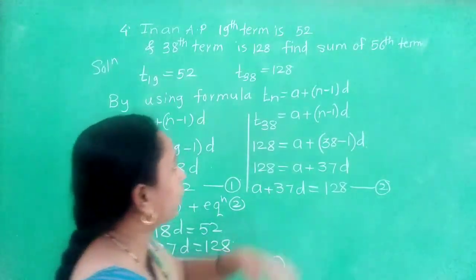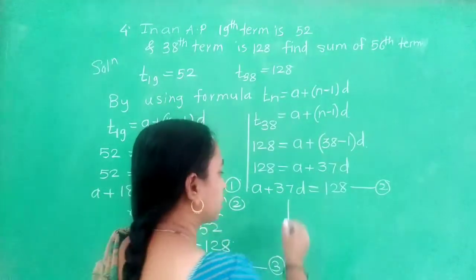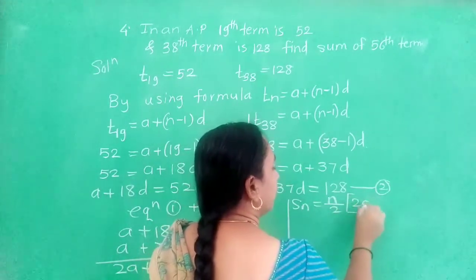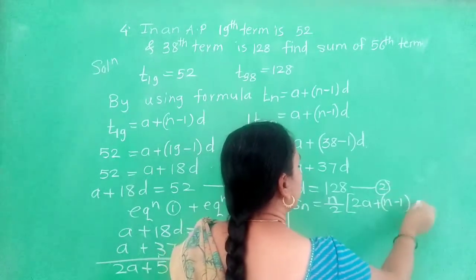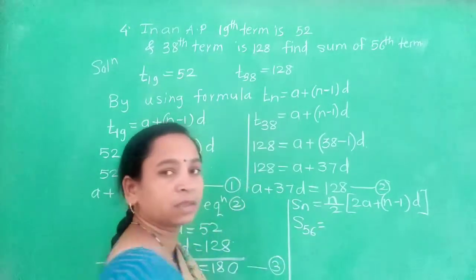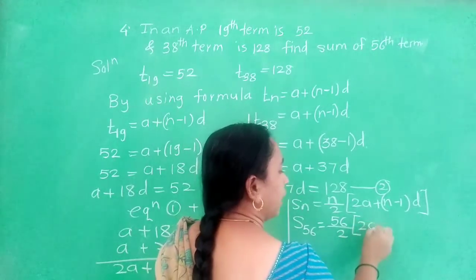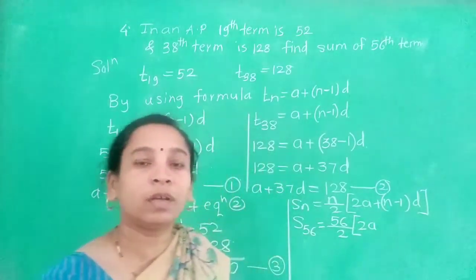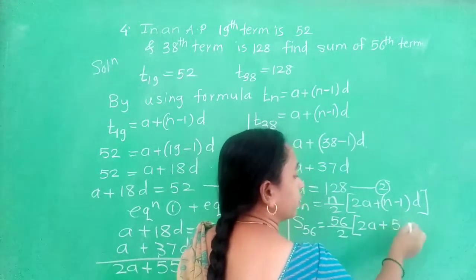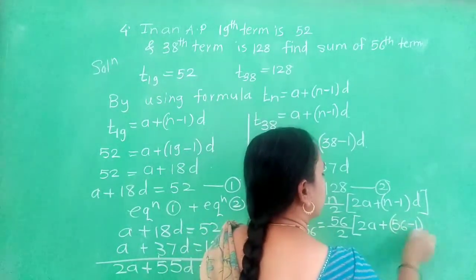Now we have to find S56. So we will use the Sn formula to find S56. Sn is equal to n upon 2 into (2A plus (n minus 1) into D). We want to find S56, so n's value is 56. So 56 upon 2, 2A as it is, because A is unknown, D is unknown. Here n is 56, so (56 minus 1) into d.